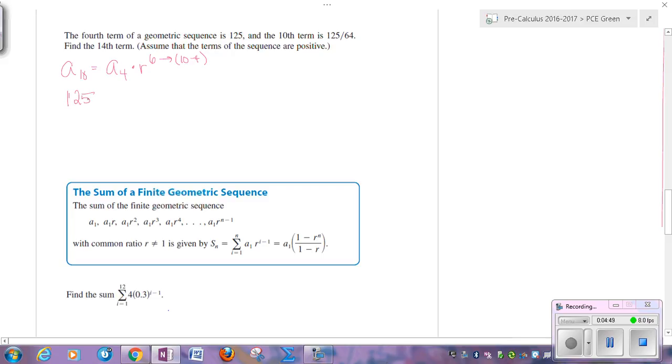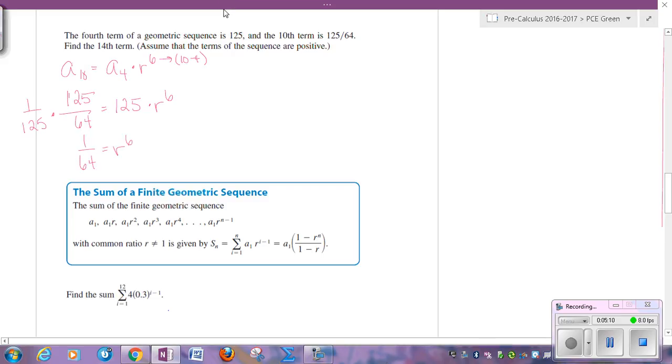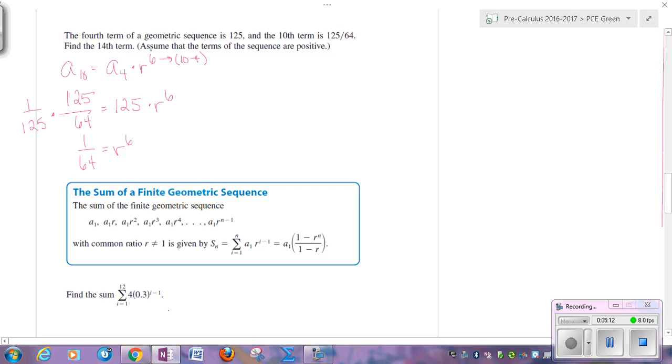Okay, so what we're going to do here is fill in what we know. So we know that this is 125 over 64. We know that this is 125 times r to the 6th. Okay, we're going to divide that by 125, which is the same thing as multiplying by 1 over 125, which is going to reduce those. So we have 1/64 equals r to the 6th. Now, how am I going to figure out my r value in this case?